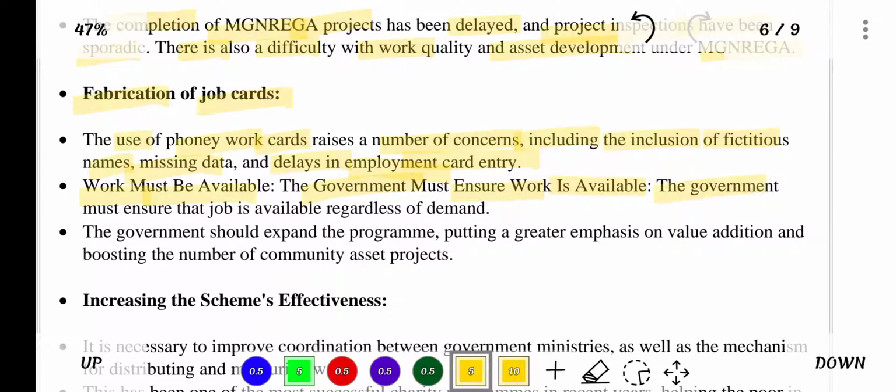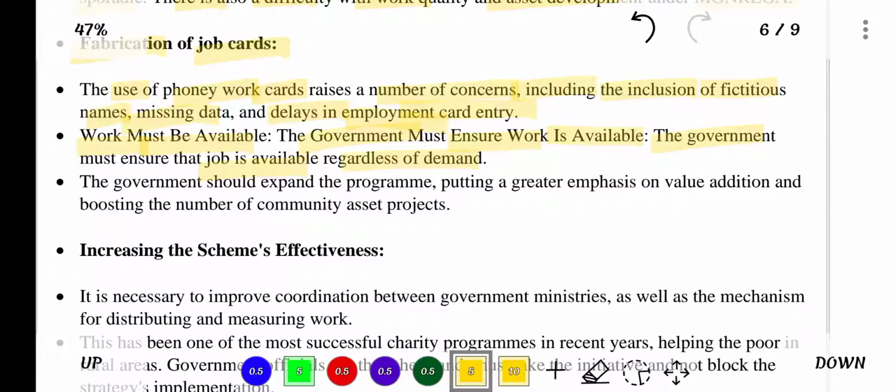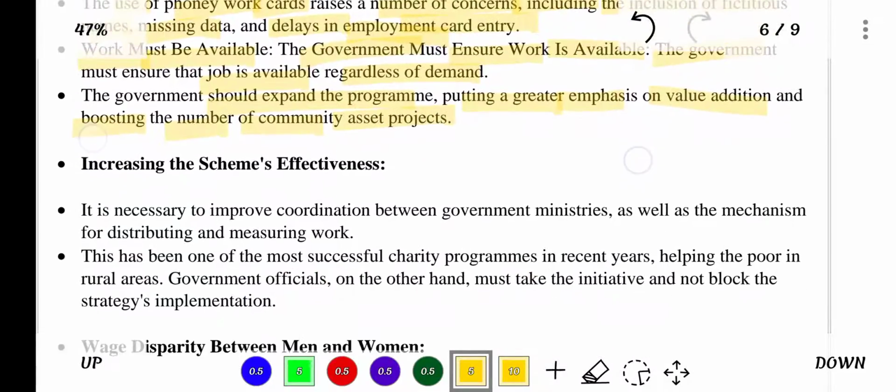The government must ensure that the job is available regardless of the demand. The government should expand the program, putting a greater emphasis on value addition and boosting the number of community asset projects, increasing the scheme's effectiveness. It is necessary to improve coordination between government ministries as well as the mechanism for distributing and measuring work.